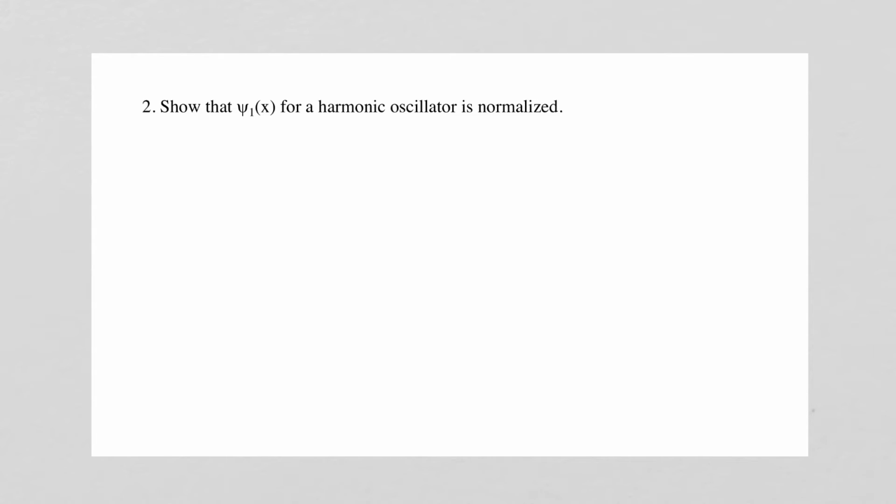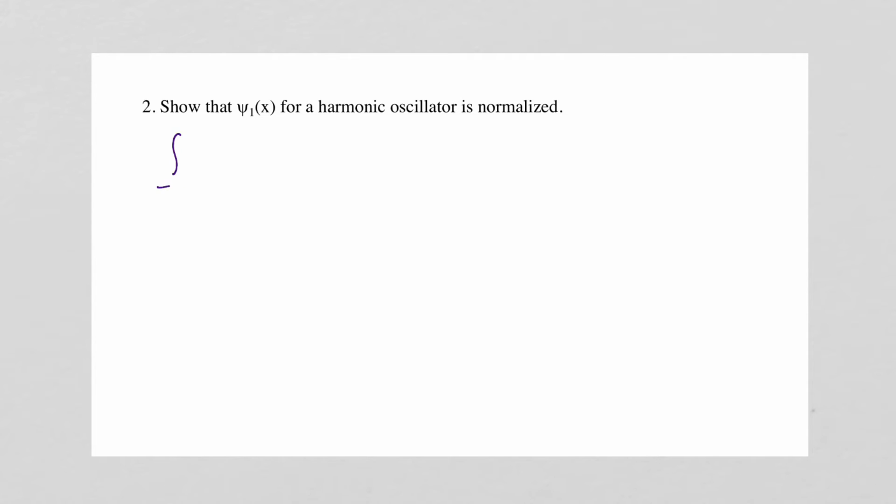Okay, so the second exercise that we're going to go through is doing some calculations with our wave functions. So here we're going to show that the psi1 for a harmonic oscillator is normalized. So again, we are just going to go through the same process that we've done before, just like we did for particle in a box, right? The normalization condition is the same for any system that we're going to look at.